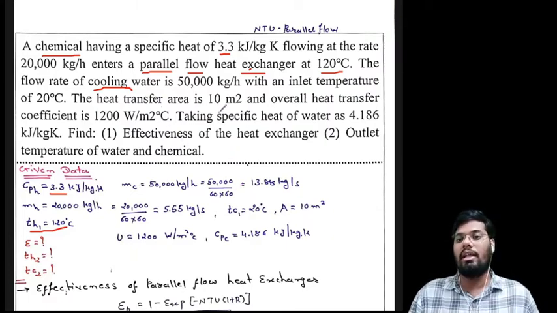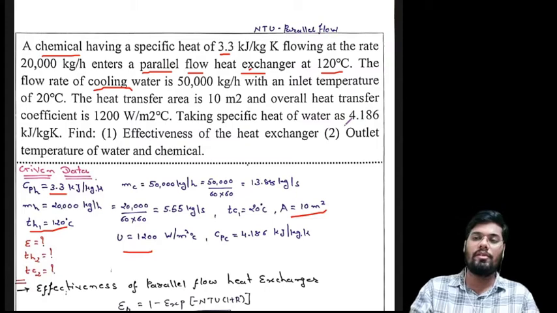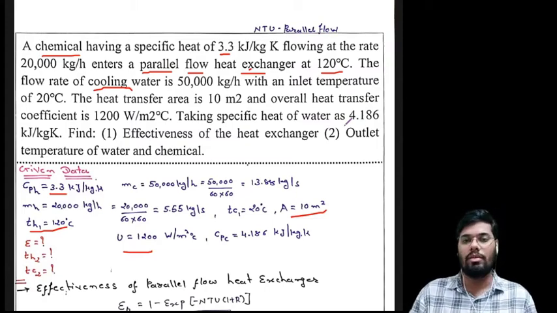The heat transfer area is given, 10 meter square. So area A is 10 meter square, and overall heat transfer coefficient is also given. U is equal to 1200 watt per meter square degree Celsius. Taking specific heat of water, as we know, the value of specific heat of water is 4.186 kilojoule per kg Kelvin.